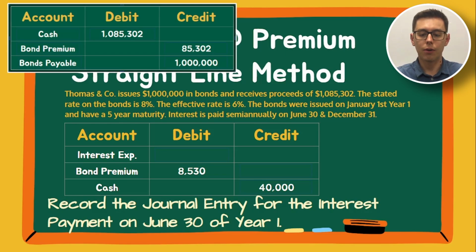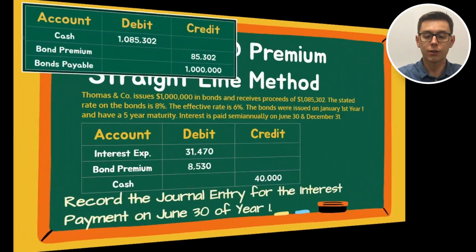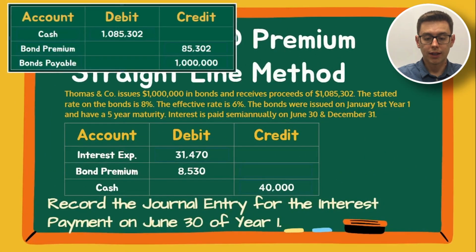Now to go back to interest expense, we know in this case it'll be our plug for the entry, so we could find it out that way, but let's see how it is calculated. The interest expense in this case is calculated as the cash interest payment minus the bond premium amortization. So that's $40,000 that we calculated earlier minus the $8,530 of bond amortization. So that gives us interest expense of $31,470. We go back and plug that in our entry and we are all balanced now.